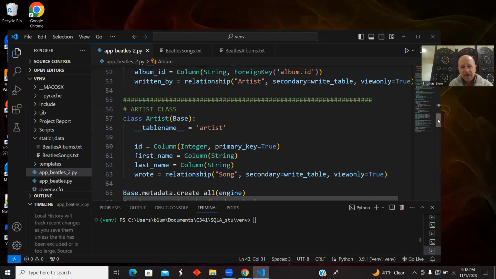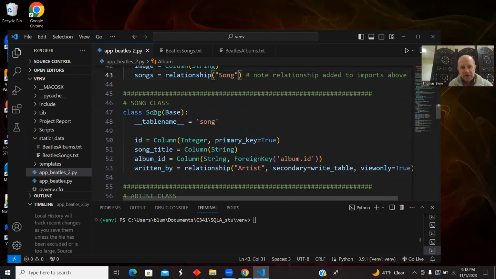But when I am in song making my relationship to artist, this being the many to many, I have to say that that relationship is through the table. So I'm going to go through artist, but I'm going through the table. And I have this other thing where I say view only is true. Okay. So I have a relationship to artist. Because it's many to many, I'm working through my bridge table, which I call the write table because it's about the artist writing the song. And I've called it within song, I've called the relationship written by.